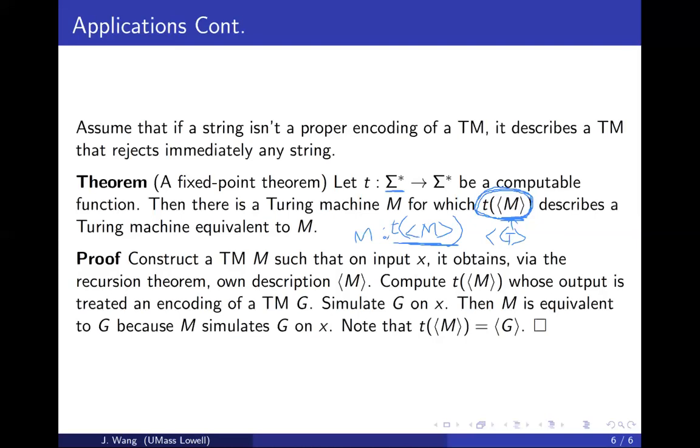And then M simply simulates G on X. So M computes G on X. Then it means that M is equivalent to G, because M simulates G on X. So the output of T of the encoding of M, which is the encoding of a Turing machine, is really just G. And G is equivalent to M, since M simulates G on X. So that is the fixed point theorem.